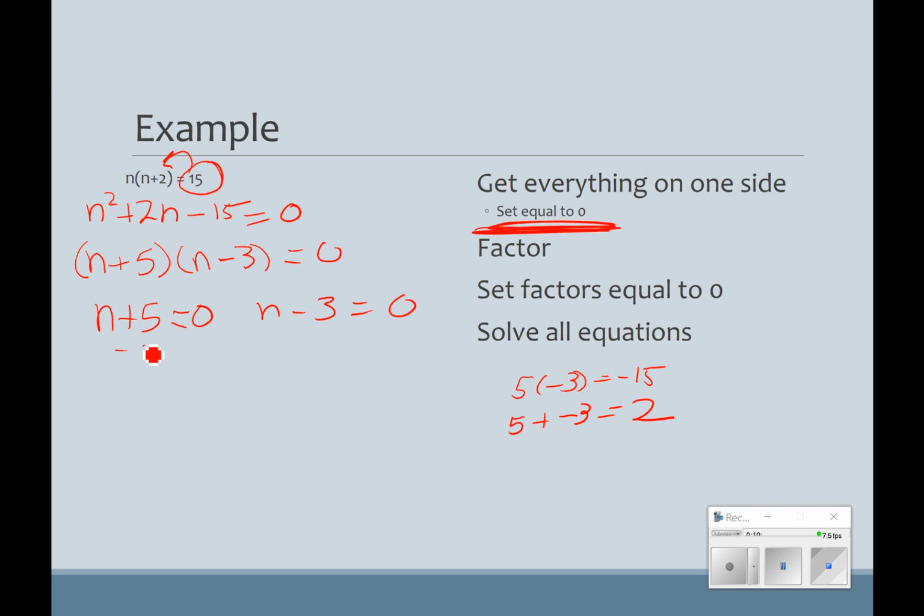And solving, I'm going to subtract 5. And I'm going to get n equals negative 5. I'm going to add 3. And I'm going to get n equal to 3. And there are my solutions.